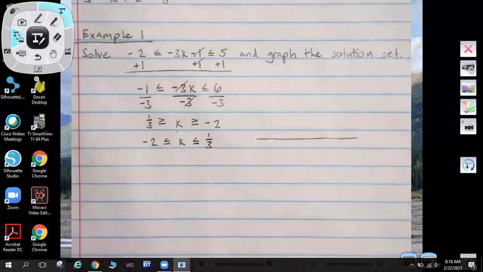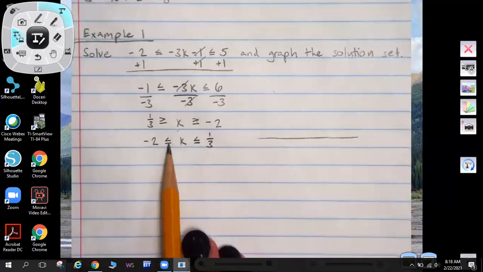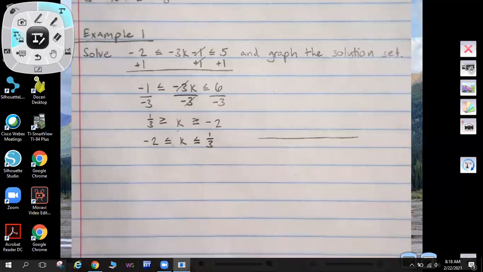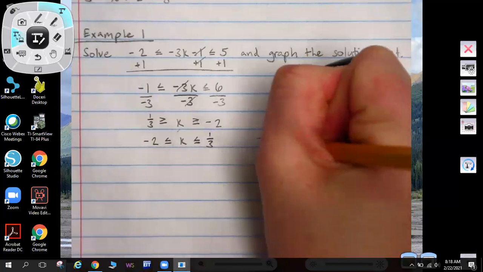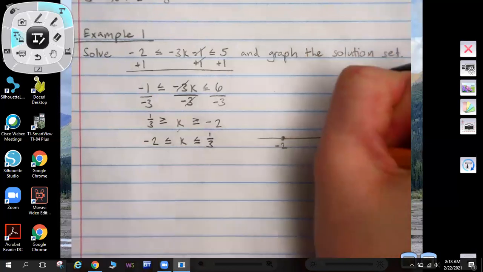Our graph of an inequality is just a number line. And we've got -2 and 1/3 that we need to mark on the number line. The way that you decide whether to use open circles or closed circles is by looking at the symbols. If you have this or equal to line, you're going to use a closed circle. So on -2 and on 1/3, we're using closed circles because we have this less than or equal to symbol. So we have a closed circle at -2, closed circle at 1/3.